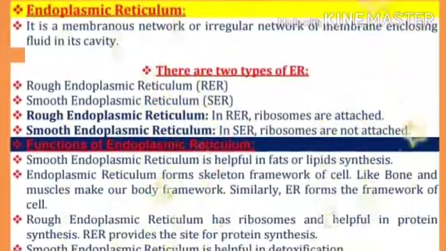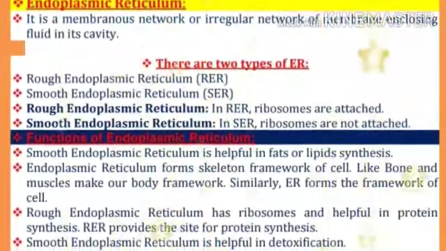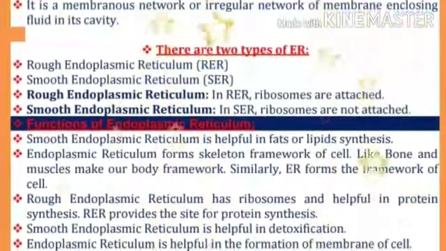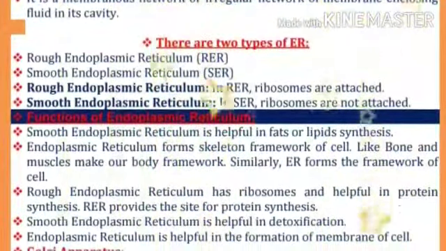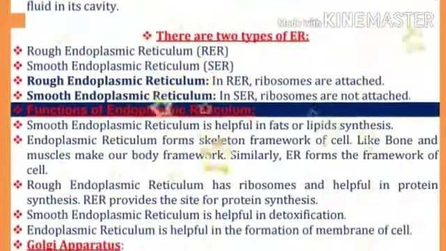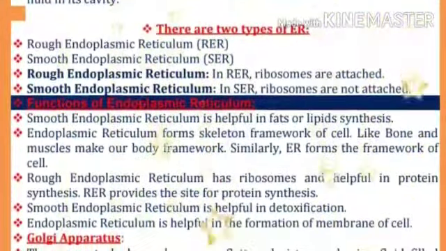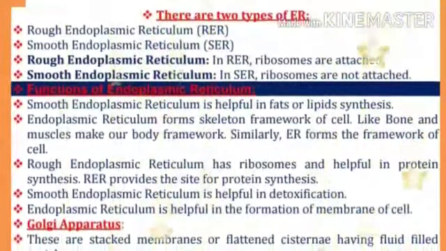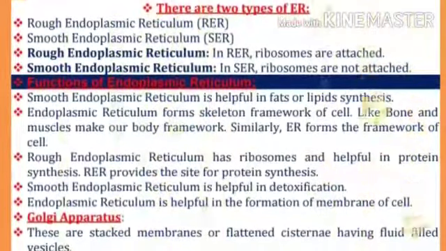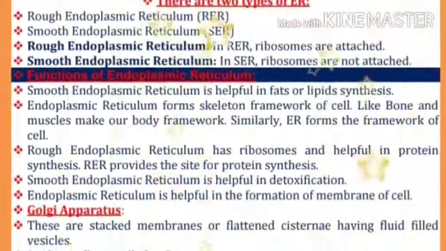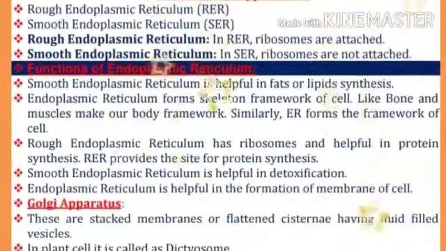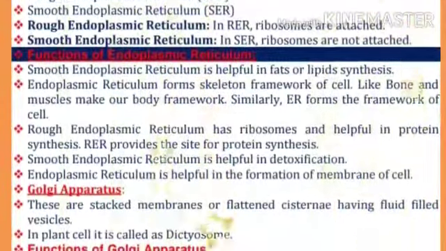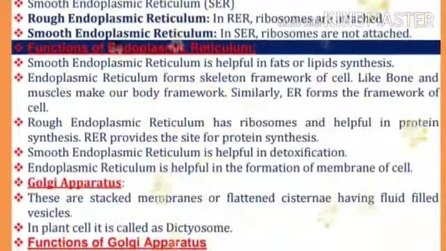Rough endoplasmic reticulum, in RER, ribosomes are attached, so-called rough endoplasmic reticulum. Smooth endoplasmic reticulum. In SER, ribosomes are not attached, so-called smooth endoplasmic reticulum. Functions of endoplasmic reticulum. Smooth endoplasmic reticulum is helpful in fats or lipids synthesis. Endoplasmic reticulum forms a skeletal framework of the cell like bone and muscles make our body framework. Similarly, ER forms the framework of the cell.